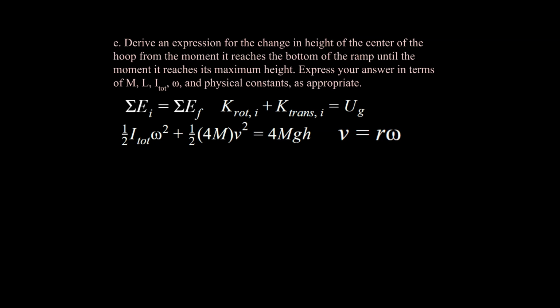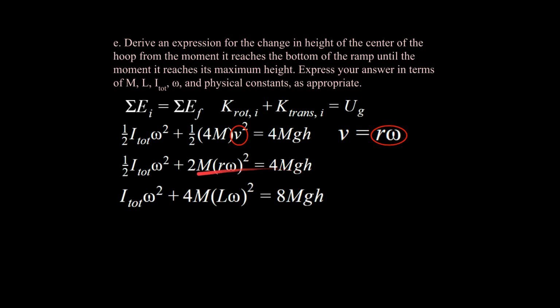And the answer is we want to get rid of the v because they're asking for the answer in terms of omega. So I'm going to go ahead and sub in for v the rotational version of this equation. So I'm going to sub that in over here, and this is what I end up with. All I've done over here is just simplified 4/2 to 2. Next up, I've gotten rid of the 1/2 over here by multiplying every term by 2, and so I've ended up with this.